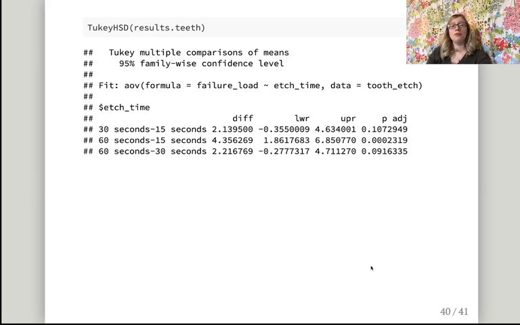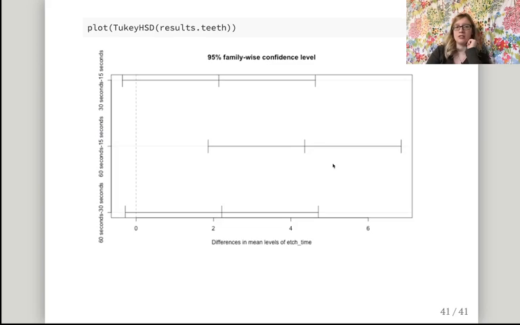We can use this for our one-way ANOVA model as well. So going back to the tooth etching time example, it looked like there were some pretty strong differences in that bond strength. Looking at this output, the strongest difference is between the 60-second etch time and the 15-second etch time. 60 and 30 seconds is kind of different. 30 and 15 is kind of different, but really it's 60 versus 15 where the difference is the strongest.